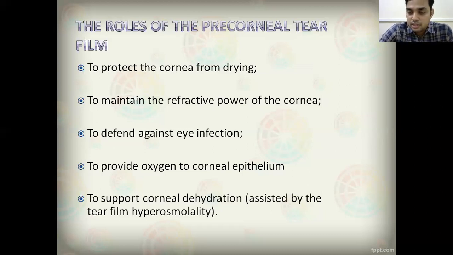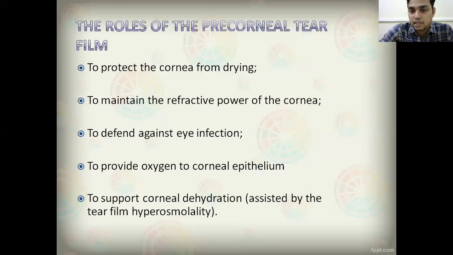With the help of this tear film, the eyeball is maintained in a moist state, and this prevents the drying of the cornea. So the first function is that it prevents the drying of the cornea. The second is that, because of the smoothness of the cornea, the tear film helps in maintaining the refractive power of the cornea.